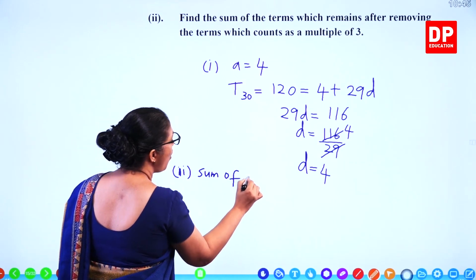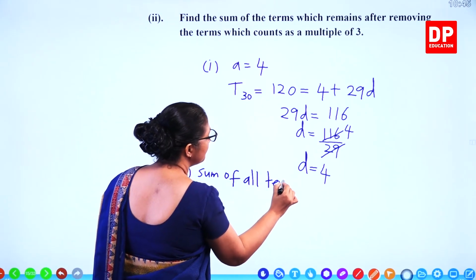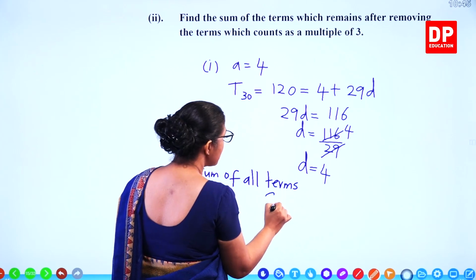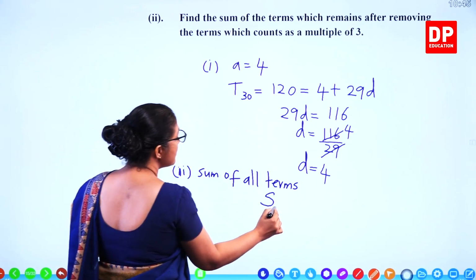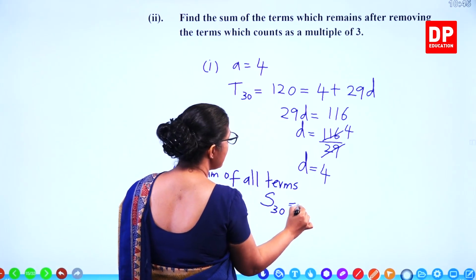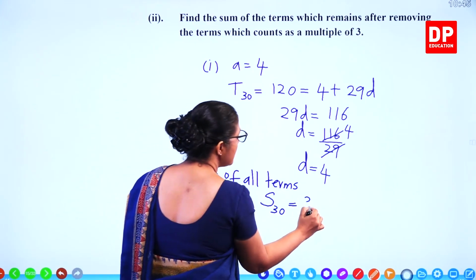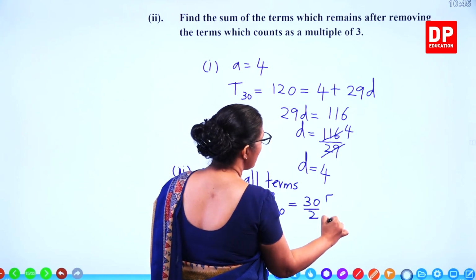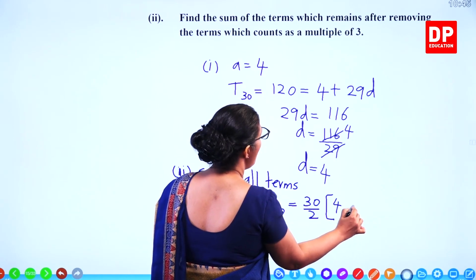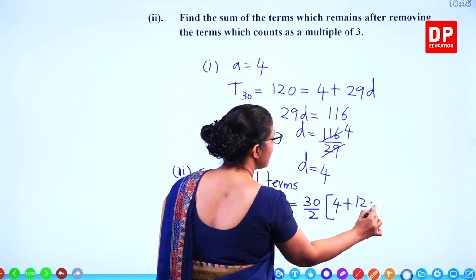Sum of all terms. S30, because it says 30. The 30th one is the last term. So S30 is 30 divided by 2, first term 4, last term 120.